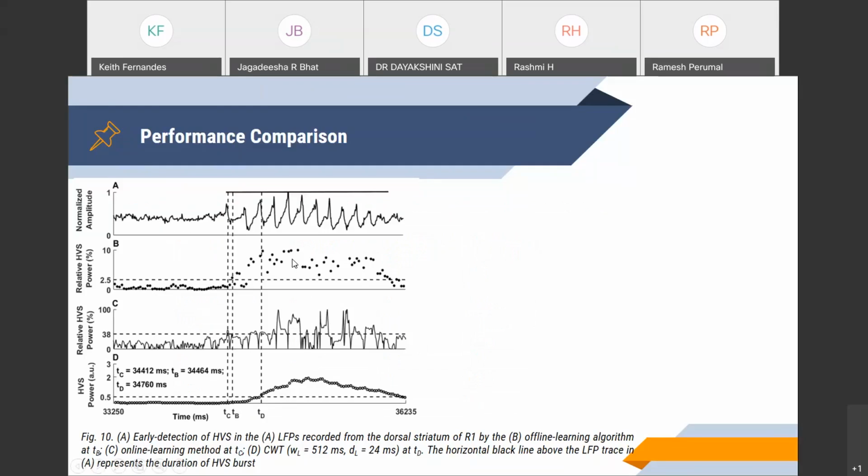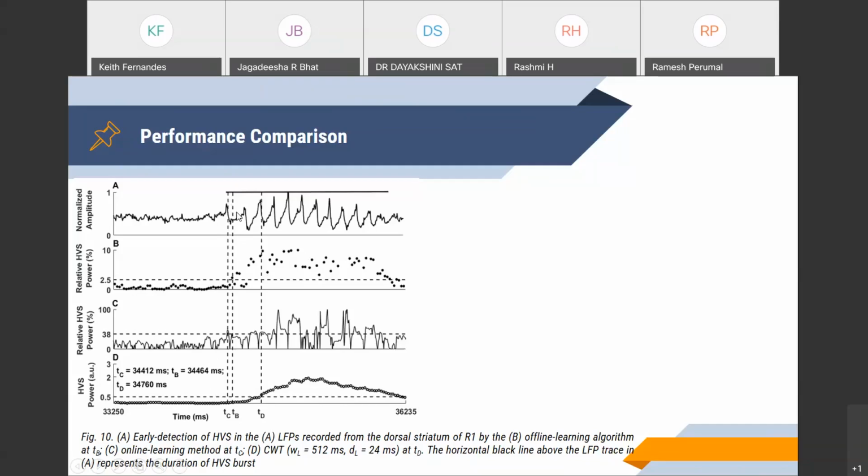This shows a comparison among the different algorithms. This is a typical high voltage spindle episode, and you can see the results of the different algorithms. B shows the relative HVS power computed by the offline learning algorithm. C is the continuous wavelet transform, and D belongs to the online learning algorithm. You can see how each algorithm detects the early onset of the high voltage spindle.